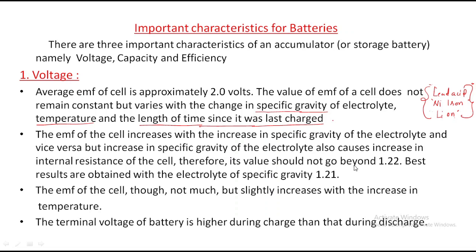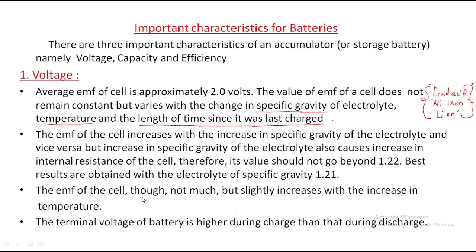Therefore, its value should not be above 1.22. It is better to maintain this value at 1.21. Best results are obtained when the specific gravity of the electrolyte is 1.21. So any electrolyte must and should be at 1.21, otherwise the internal resistance will increase. If the specific gravity increases, EMF increases, but the problem is that internal resistance increases. So to maintain that, always keep the specific gravity value at 1.21.